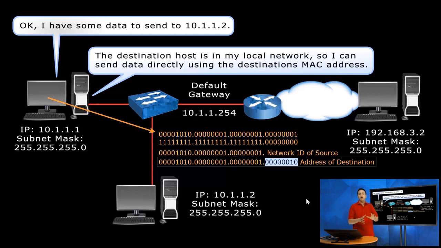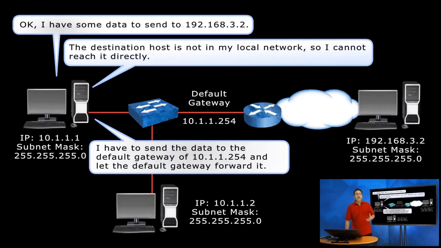But let's see what happens now if we're trying to reach a device that is outside of our local area network. So in this example, we're trying to talk to 192.168.3.2. And you can see that the PC says the destination host is not in my local network. Well, how did the PC know that? Based on the fact that the destination is not in the local network, we are going to communicate with the default gateway. So I need the MAC address of the default gateway in this case, so I can send the frame to the default gateway, and then it can take the packet and forward it on.